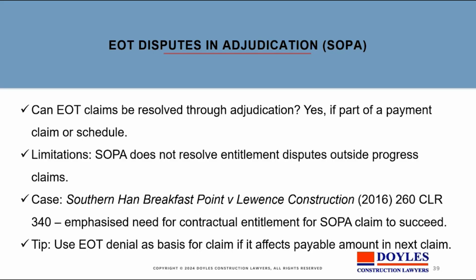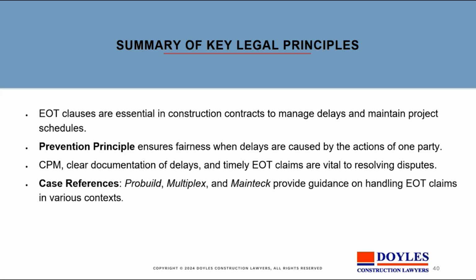So again, in Southern Han Breakfast Point there, it was emphasised that there was a need for a contractual entitlement for the SOPA claim to succeed. So you can't have a situation where you say, well, you've interfered with me, you've breached your contract, there's a claim for damages and I want this amount, because the SOPA claim won't respond to that. So it's important to provide and agree at the time of the contract what causes delay and for what clauses one gets an entitlement.